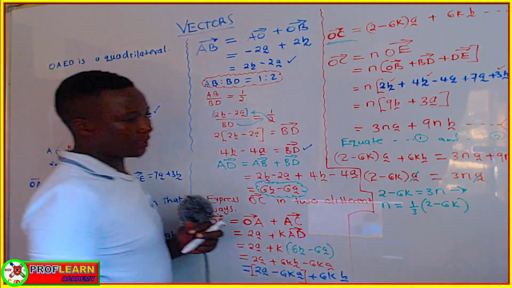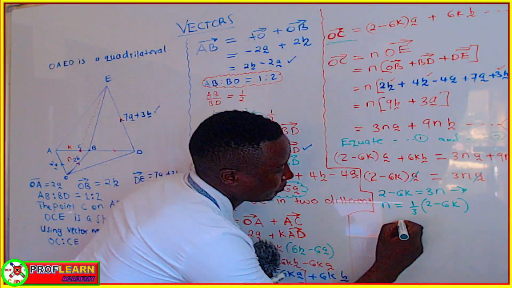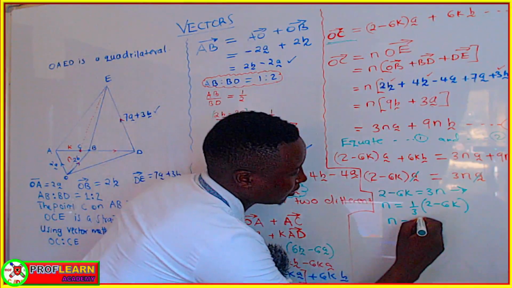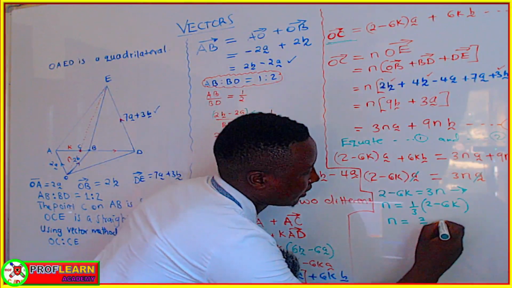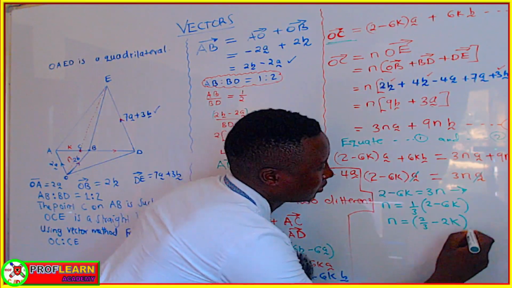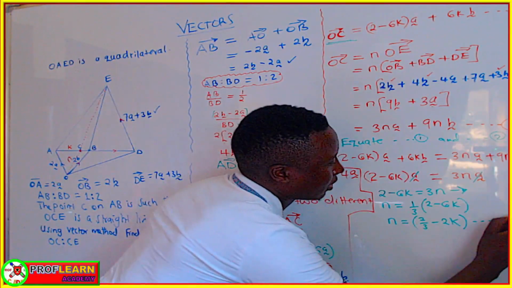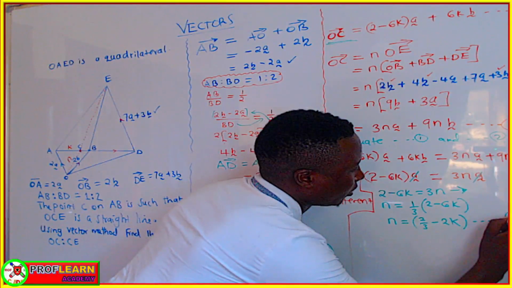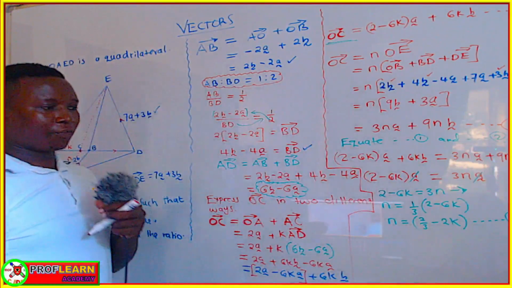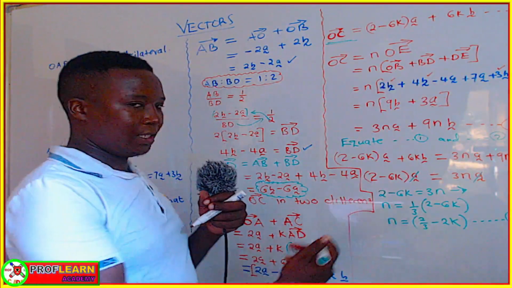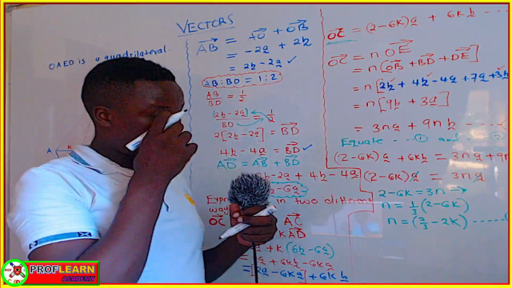So our n is 2 over 3 minus 2k. And this can be called our equation star. I've just formed an equation that involves k and n.